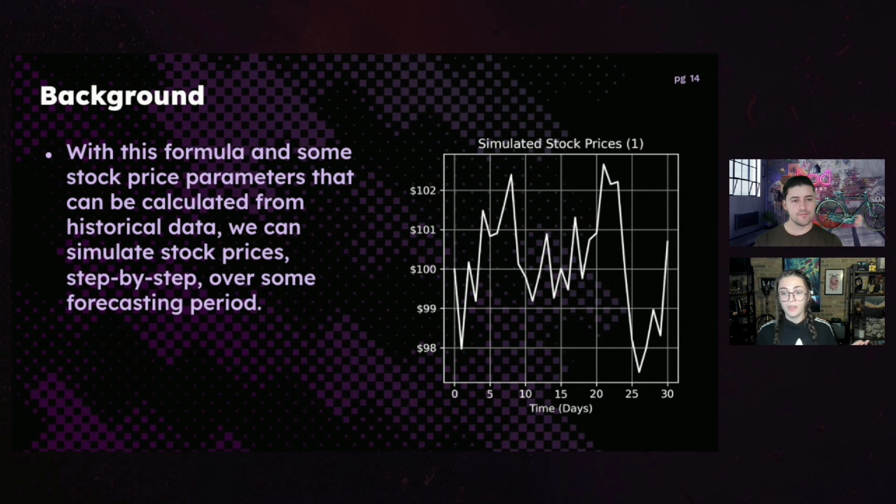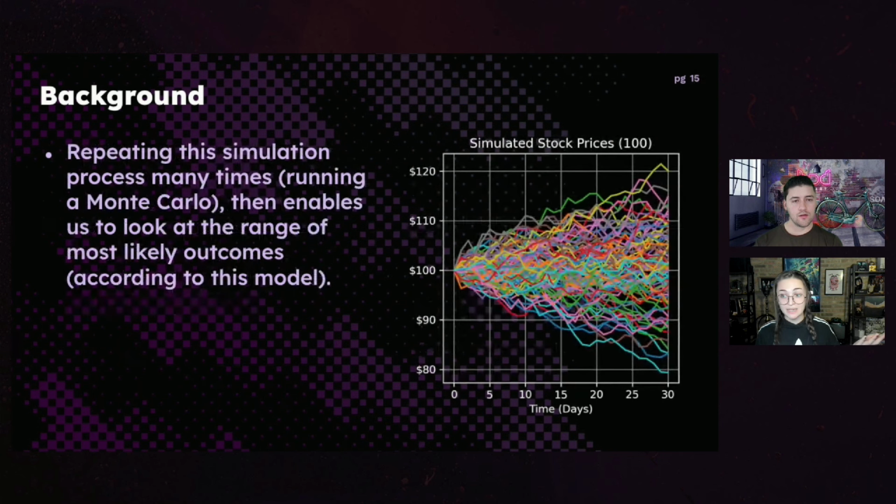If we now repeat this many, many times, we can actually do a Monte Carlo. So this is basically that simulation that we showed on the previous slide, but repeated 100 times. And that forecast over the next 30 days can basically be used to look at the range of possible outcomes that we can maybe experience according to the characteristics of the stock and the pricing model that we're using to simulate the random trajectory. Make sense? Yeah.